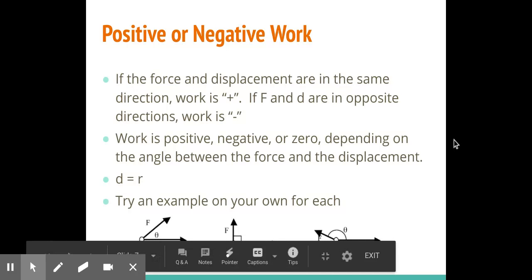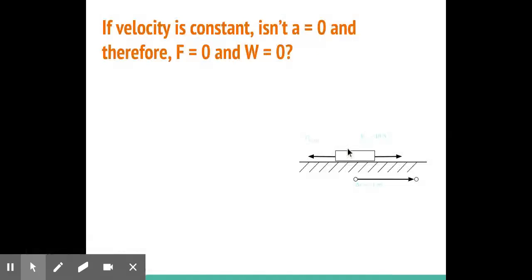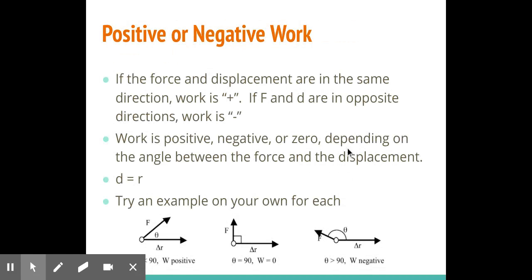It does say down there, if theta is less than 90 degrees, your work is positive. If your theta is equal to 90 degrees, your work is 0. But if your theta is greater than 90 degrees, your work is negative. Okay.